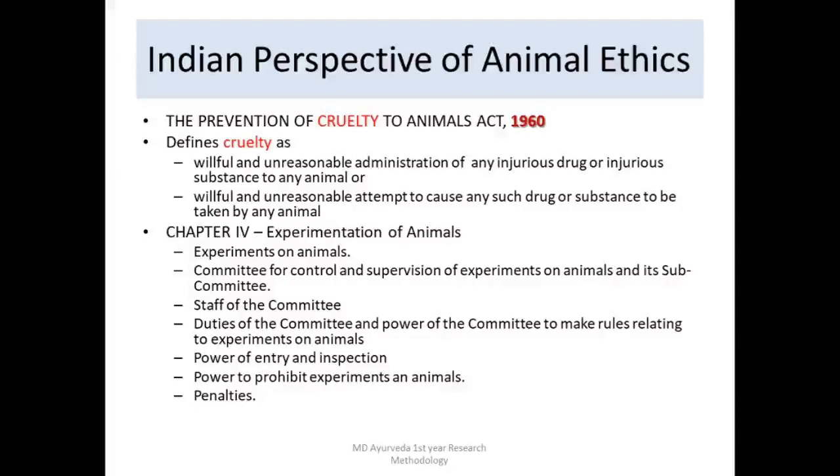So this is how we talked about the basic ethical concepts related to animal and human research, or research involving animals and humans. In our next lecture in the series, we will be talking about the constitution and role of institutional ethics committees and institutional animal ethics committees.